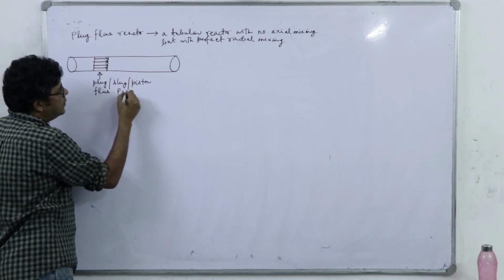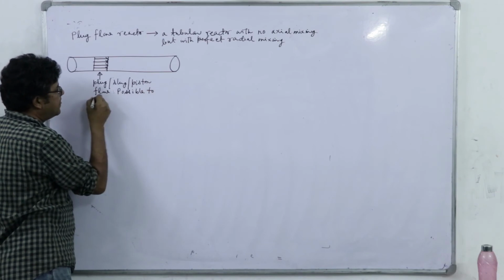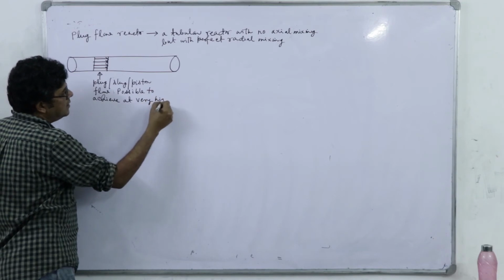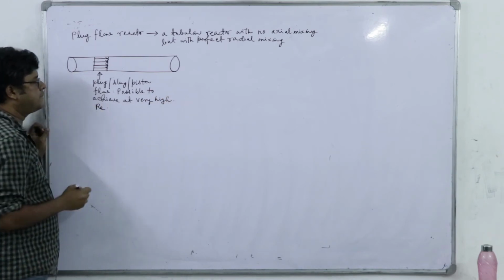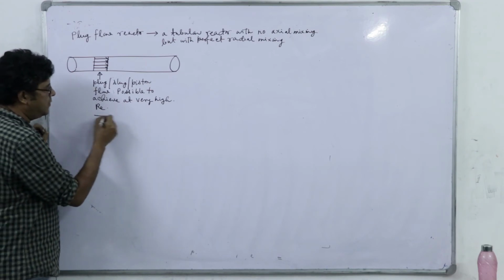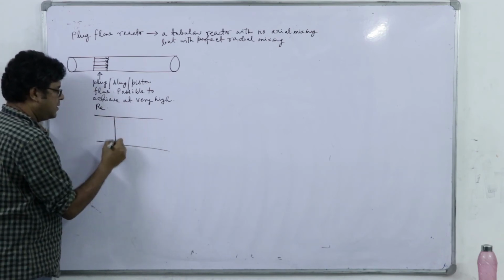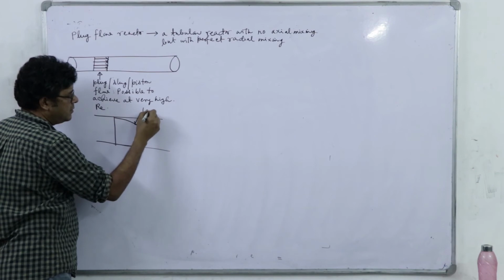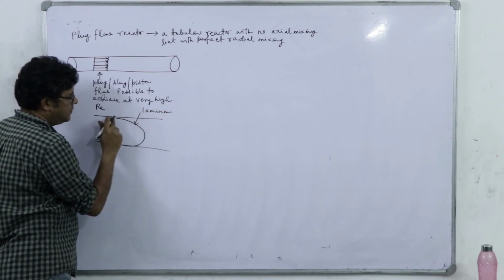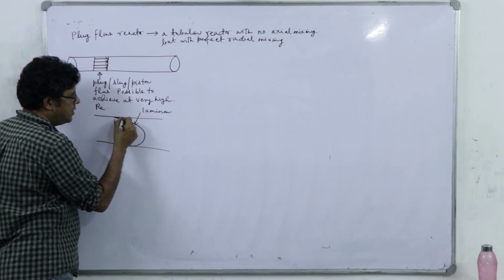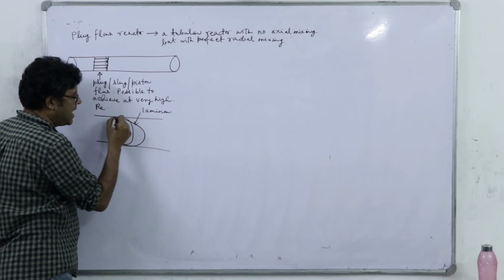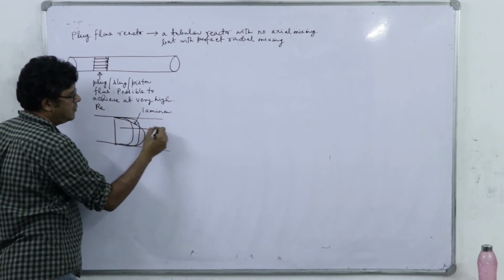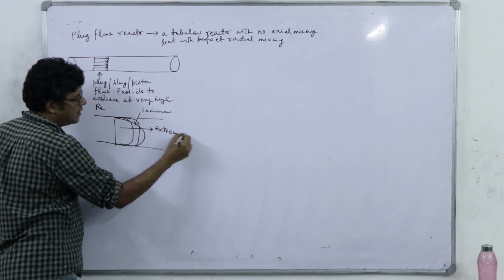It is possible to achieve at very high Reynolds number, because you see that when Reynolds number increases, in laminar flow we have a parabolic profile, right. But when the velocity increases, it becomes more and more flat, right, and finally the extreme is plug flow.